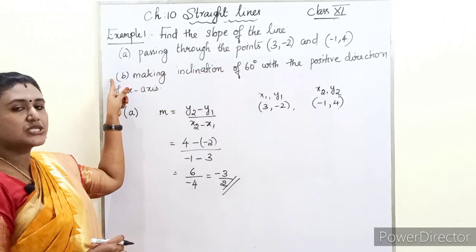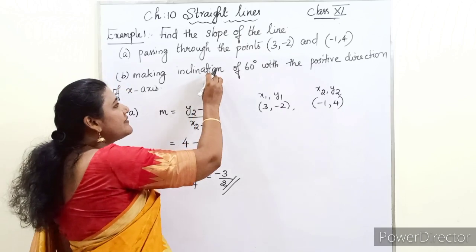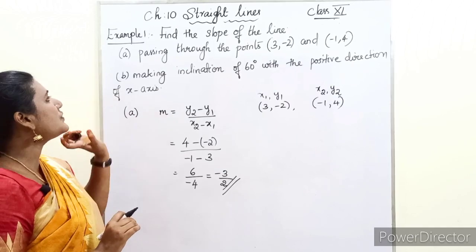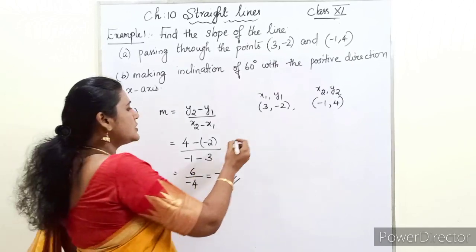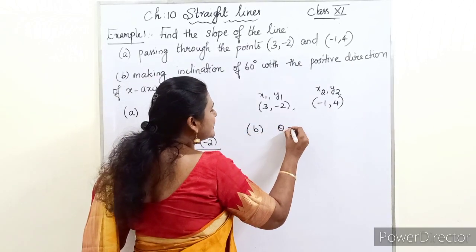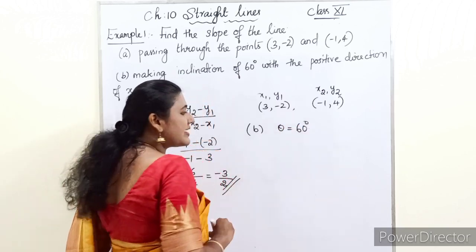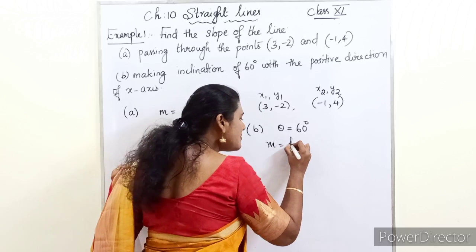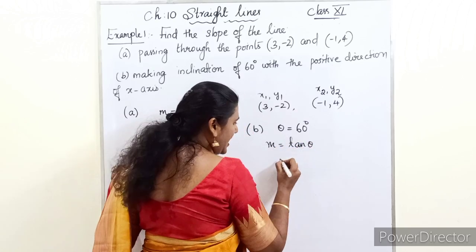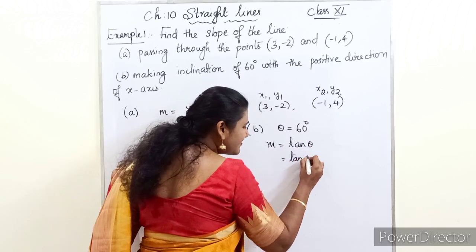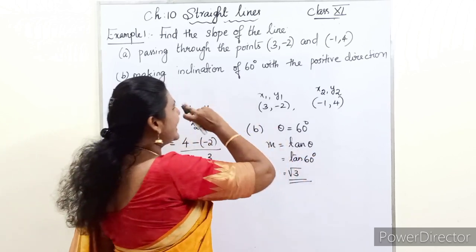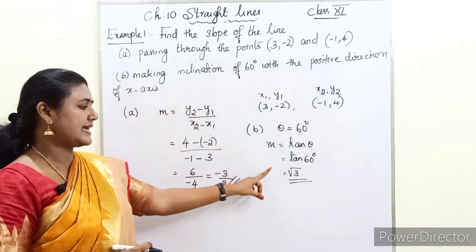Now the second question. In the second question, what is given? Inclination theta is given. We have to find the slope of the line. Theta is given as 60 degrees. So what is the formula for slope? m is equal to tan theta, that is tan of 60 degrees. Tan 60 degrees is root 3. So for the second case, the slope of the line is root 3.